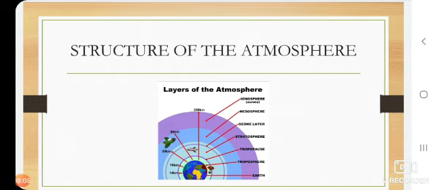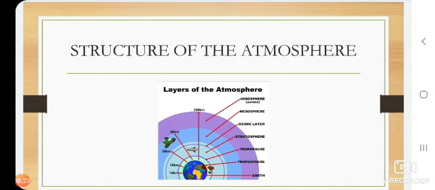And in its lower layer, children, the temperature remains constant and increases with height. It absorbs the harmful ultraviolet rays, radiations from the sun.